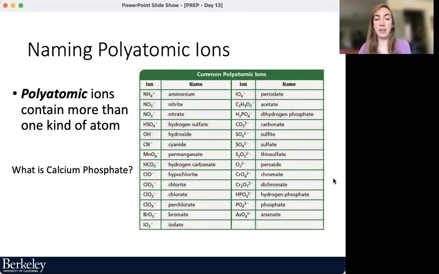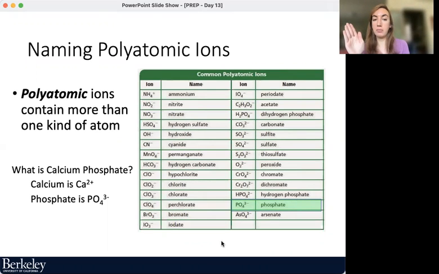So if I have a name like calcium phosphate, I know that calcium has a +2 charge. I can find phosphate on my table. Phosphate is PO4 3-. And I know that I have calcium, which is +2, and my phosphate polyatomic ion, which is -3. I need my product to be charge neutral.